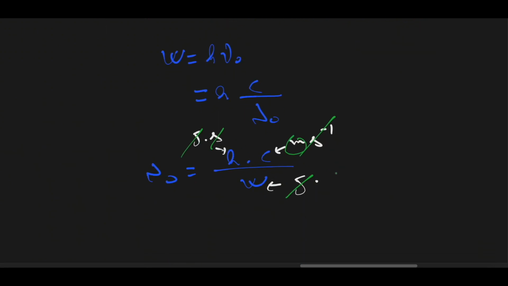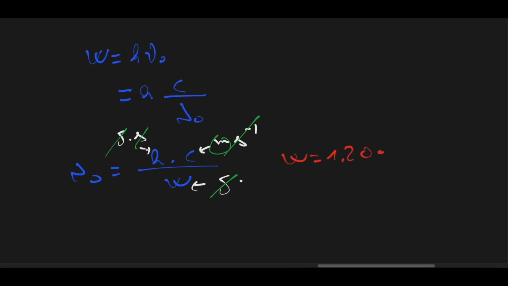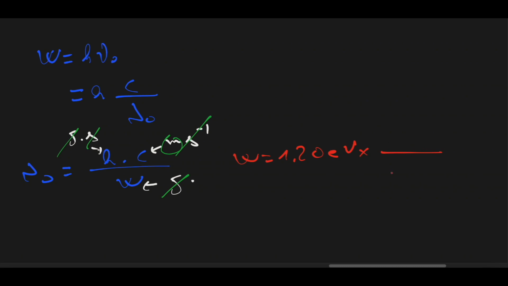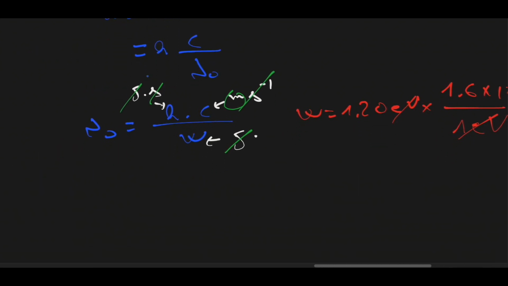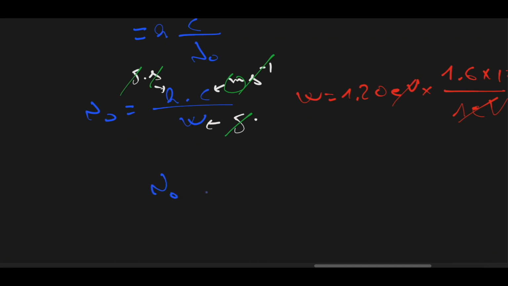Here the work function is equal to 1.20 eV, so we have to convert to joule. 1 eV is equal to 1.6 times 10 to the negative 19 joule. And at the end we get the threshold wavelength, which is equal to 1.03 times 10 to the negative 6 meters, and in nanometers it gives about 1036 nanometers. So here is the threshold wavelength.